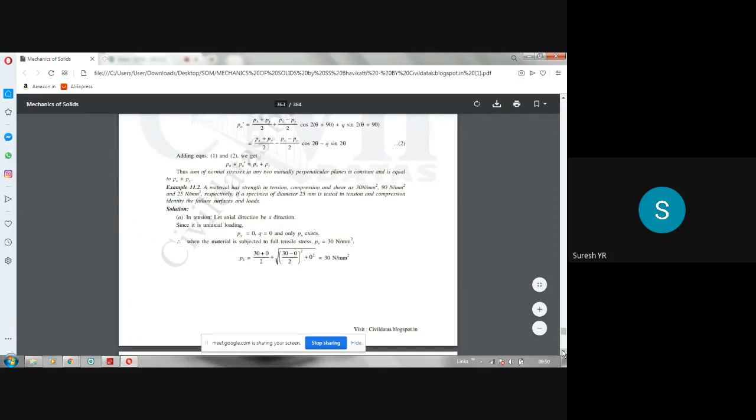Next problem you see here is a different type of problem. Understand this problem. A material has strength in tension, compression and shear as 30 Newton per mm square, 90 Newton per mm square and 25 Newton per mm square respectively. That means he has given all the three stresses. Strength means that is how much load you can apply. So tensile strength is 30 Newton per mm square.